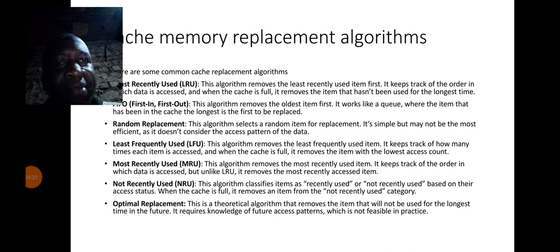The seventh one is the optimal replacement. This is a theoretical algorithm that removes the item that will not be used for the longest time in the future. It requires knowledge of the future access patterns, which is not feasible in practice.